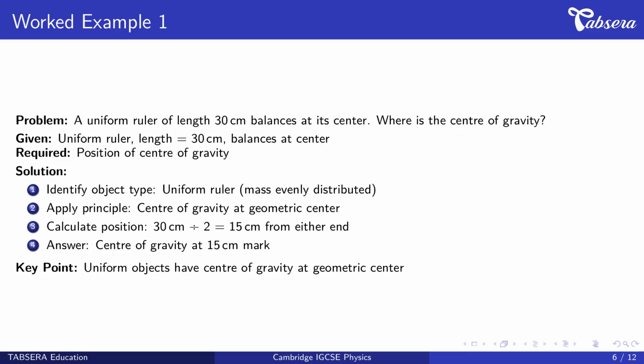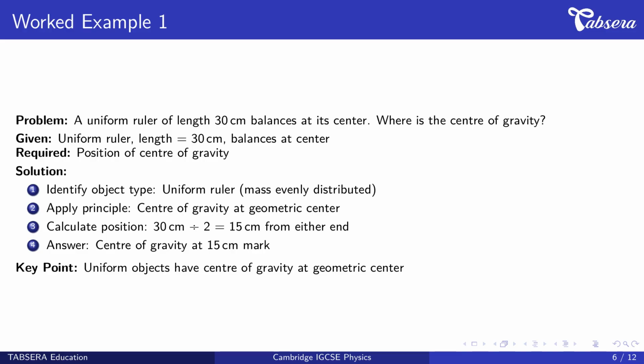The problem states a uniform ruler of length 30 centimetres balances at its centre. Where is the centre of gravity? We are given a uniform ruler, meaning mass is evenly distributed, with length equals 30 centimetres, and it balances at its centre. We need to find the position of the centre of gravity. Step 1. Identify the object type. This is a uniform ruler where mass is evenly distributed along its length.